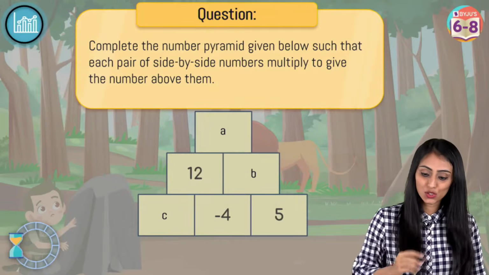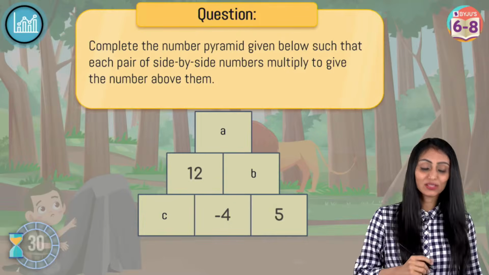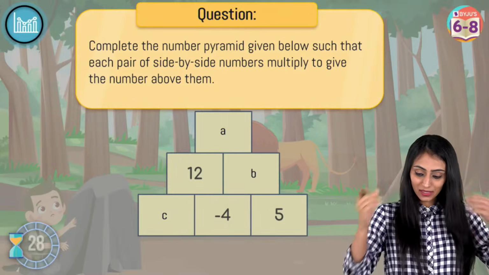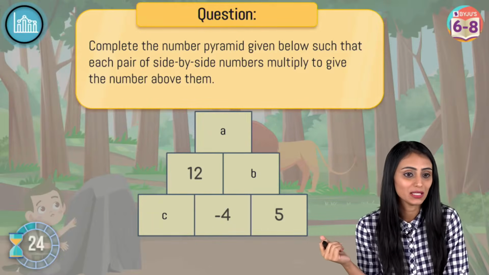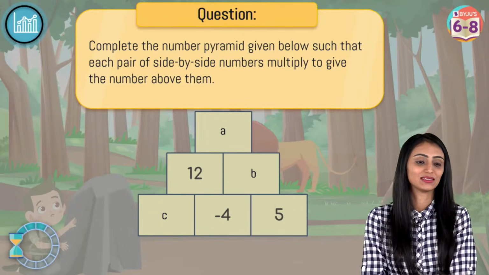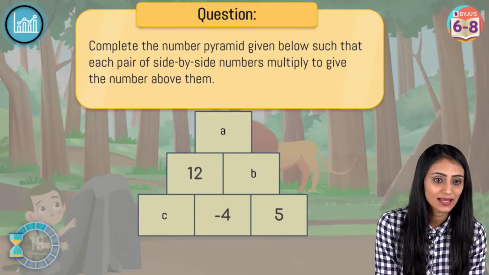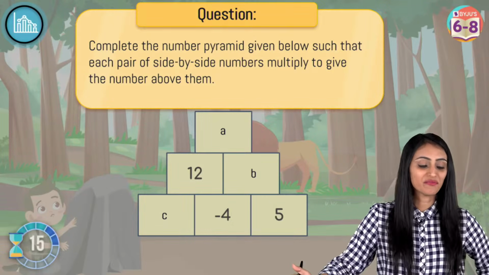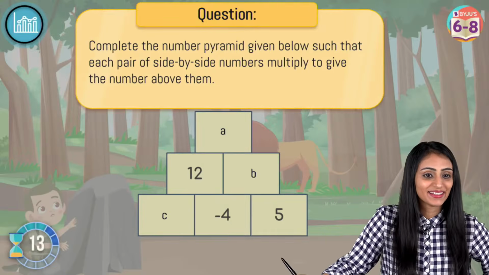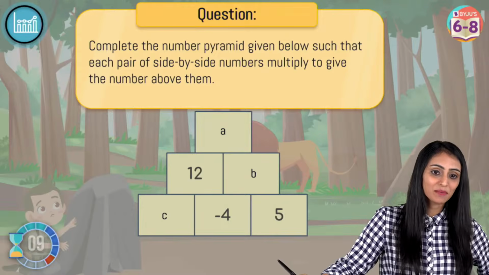So I'll give you 30 seconds to answer this question. I'm starting the timer now. Quickly tell me what the values of A, B, C are going to be. Okay, Avni says C would be minus 3. Wow, Avni, you are super fast, I must say. Shreyanshi says yes, C would be minus 3.